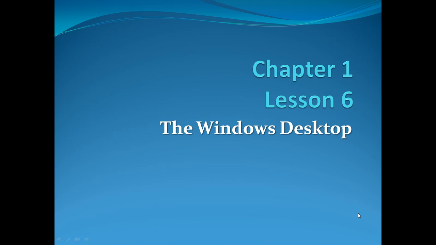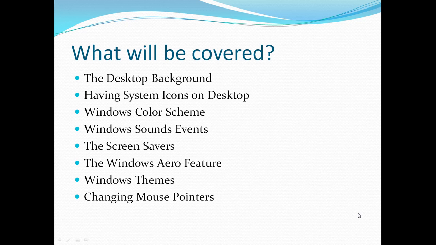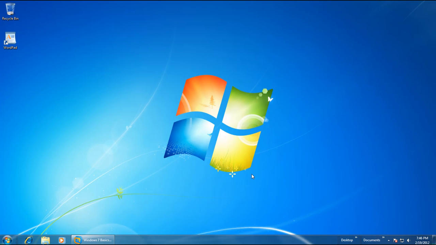Chapter 1, Lesson 6, The Windows Desktop. In this lesson, we will learn how you can have beautiful picture backgrounds on your desktop, placing system icons on your desktop, using Windows color schemes for a better look, playing with Windows sounds, having a screensaver while you are not working, an overview of the Windows Aero feature in Windows themes, and changing the mouse pointers.